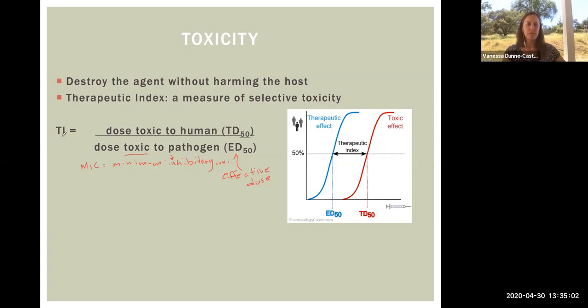So here for our therapeutic index, this index would be a ratio of the dose that is toxic to humans, or the TD, toxic dose, 50, in 50% of the population.